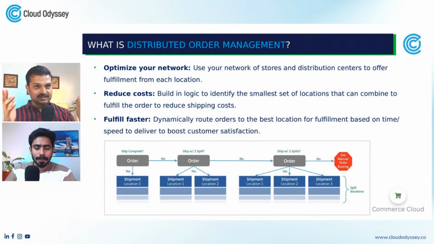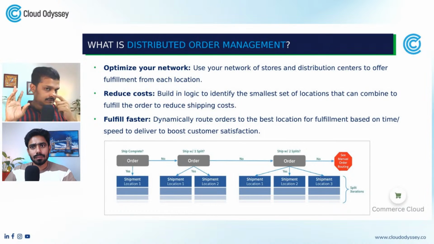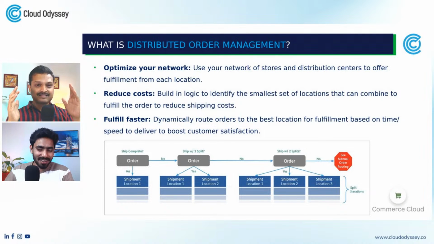Okay. So coming to your topic, Vasant. The distributed order management system, right? Think about this. You have placed an order with only a mobile and a t-shirt, a single order, let us say in Amazon, right? With a mobile and a t-shirt.